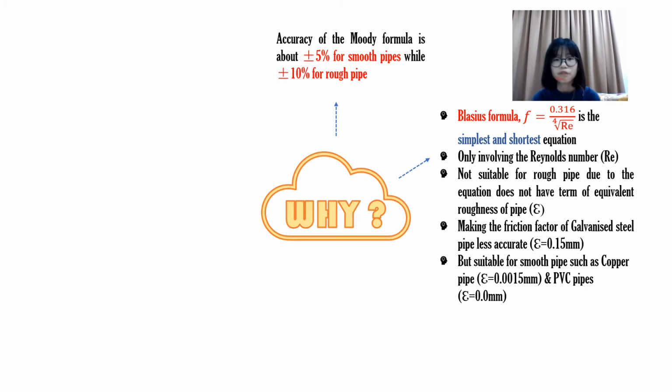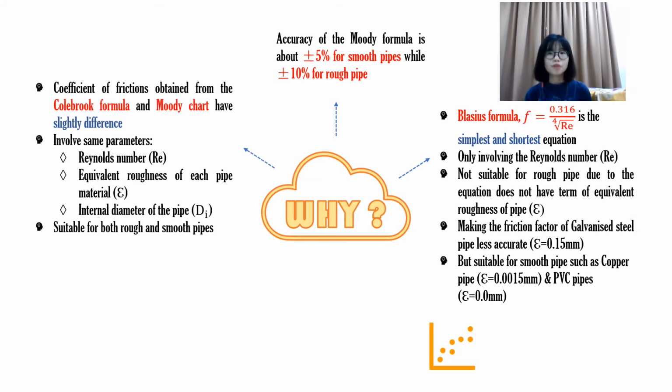Furthermore, the coefficients of friction obtained from the Colebrook formula and Moody chart are slightly different, although both involve the same parameters such as Reynolds number, equivalent roughness of each pipe material, and the inner diameter of the pipe.